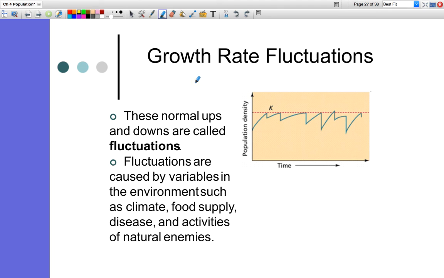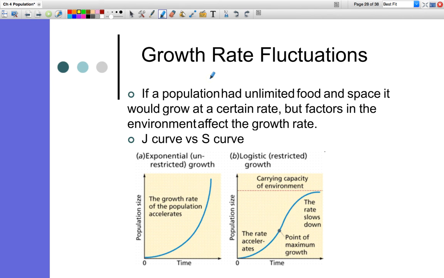Growth rate fluctuations. These normal ups and downs are called fluctuations. Fluctuations are caused by variables in the environment such as climate, food supply, disease, activities, and natural enemies. If a population had unlimited food and space, it would grow at a certain rate, but factors in the environment affect the growth rate. J curve versus an S curve. So an exponential, that is our J curve. An S curve is our logistic growth. Let's remember both these terms.